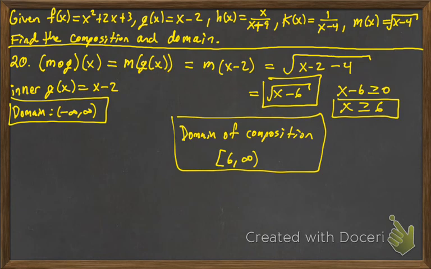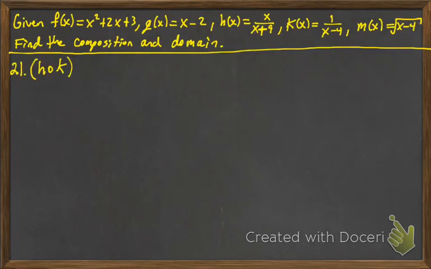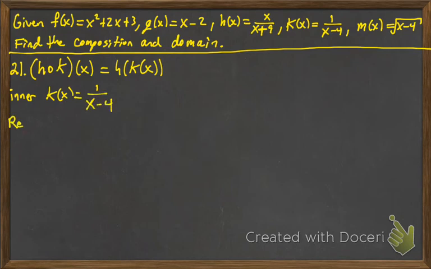All right, what do we got? Two more. We're going to find h of k, so we'll write all of this stuff again very fast. So h of k of x is going to be h of k of x, and k of x is our inner function, and it does have a denominator. So we're going to take that denominator and set it not equal to 0, and write down what our restriction is. So x minus 4 cannot be 0, so therefore x cannot be 4.